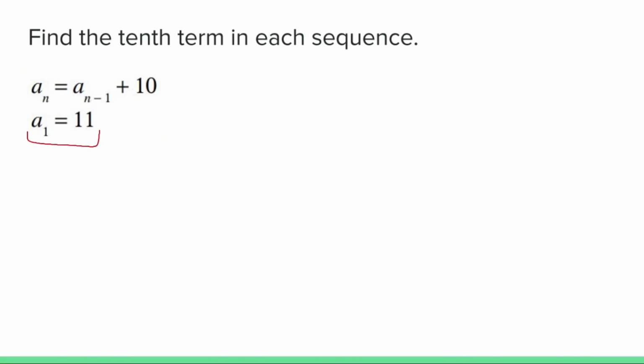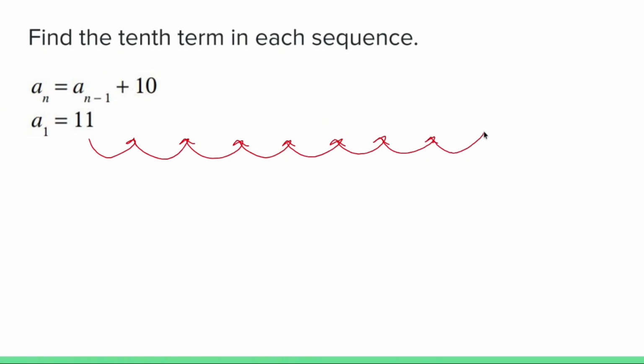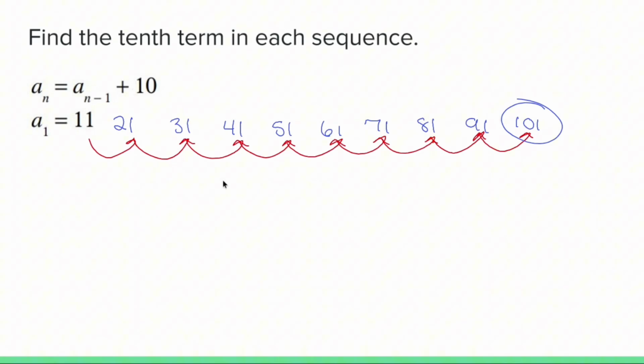So if I want my 10th term, let me get rid of this mess right here. This is my first, second, third, fourth, fifth, sixth, seventh, eighth, ninth, 10th. I need to make my way there by adding 10 each time. So the first is 11, second is 21, third is 31, 41, 51, sixth is 61, 71, eighth is 81, 91, and just like the amount of Dalmatians in that one movie, the 10th term is 101. So that's how you do it.